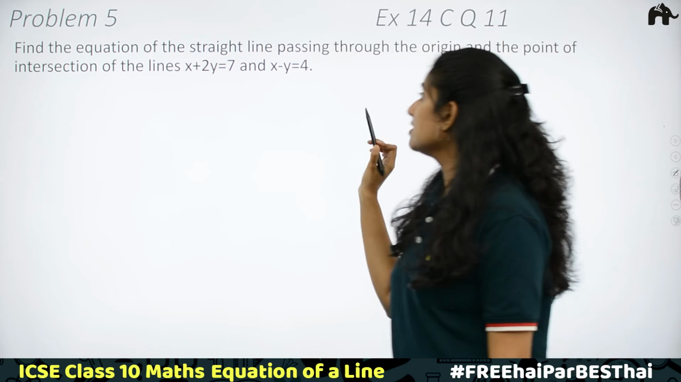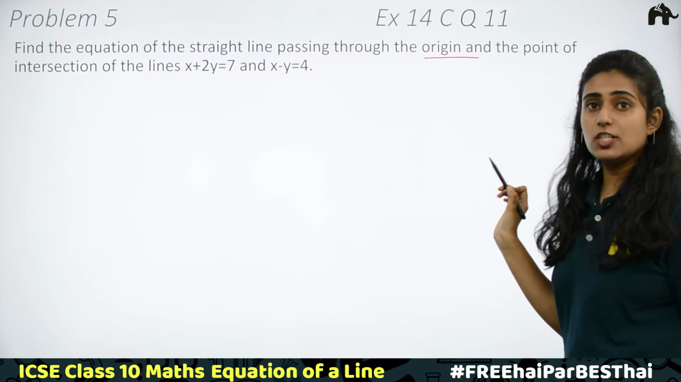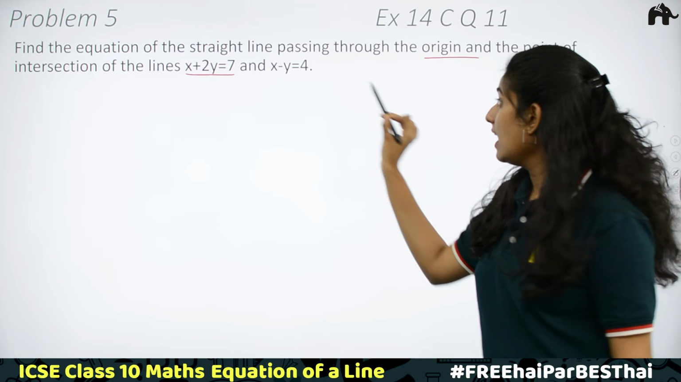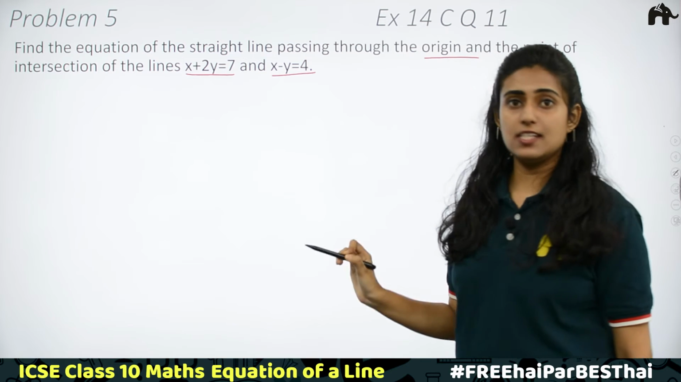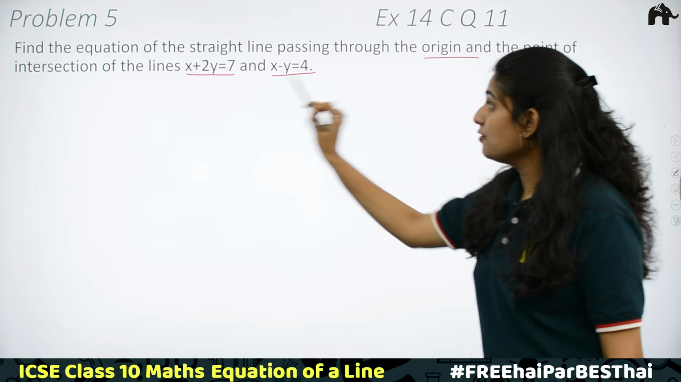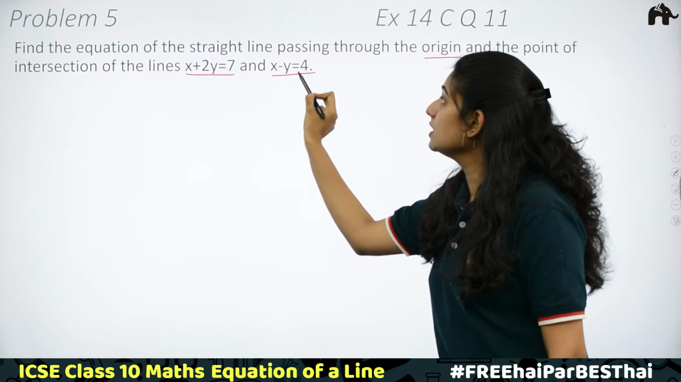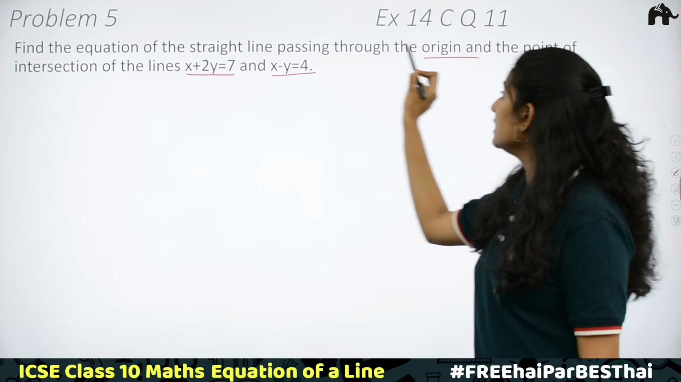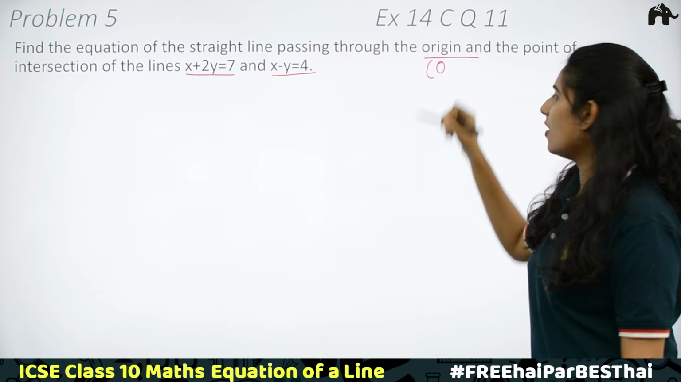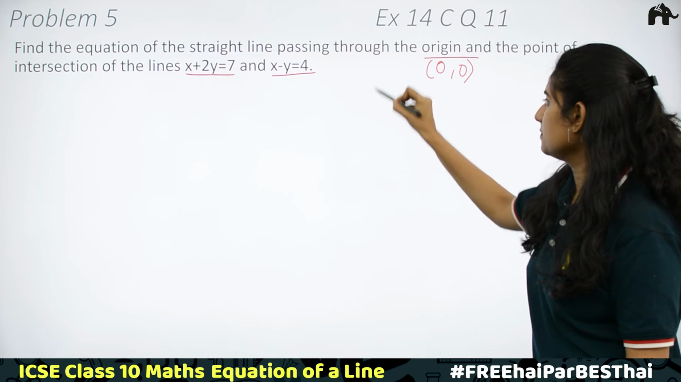Find the equation of the straight line passing through the origin and the point of intersection of the lines x plus 2y is equal to 7 and x minus y is equal to 4. So, equations of two lines are given. We need to find the equation of another line which passes through the intersection of these two lines and the origin. What are the coordinates of origin? Yes, x coordinate is 0 and y coordinate is also equal to 0.